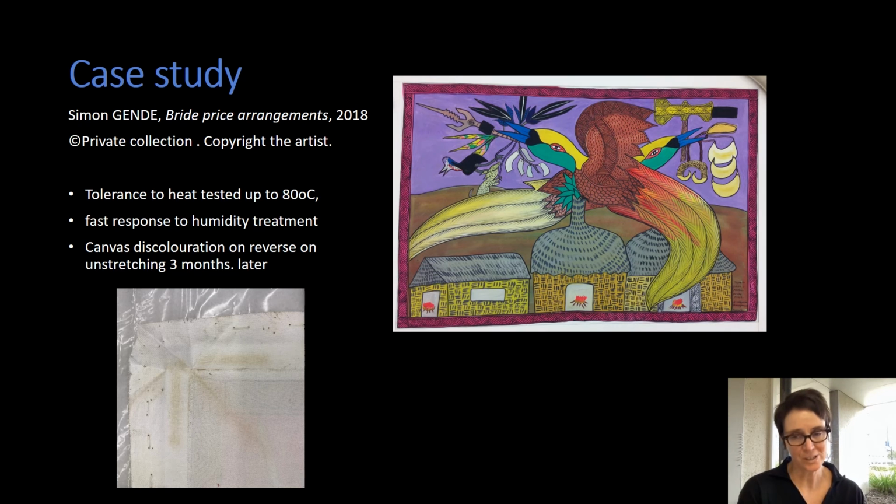Also, on unstretching the work 3 months later after the exhibition, it was noted that the acids from the uncoated parts of the Western Red Cedar stretcher at the mitre had discoloured the cotton canvas. The reasons for this are not clear.